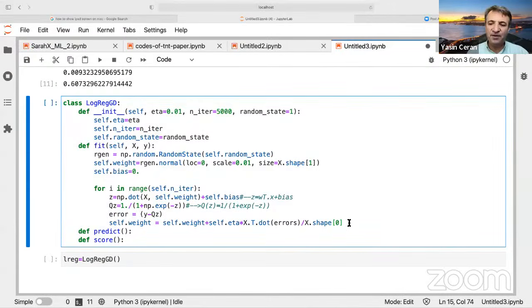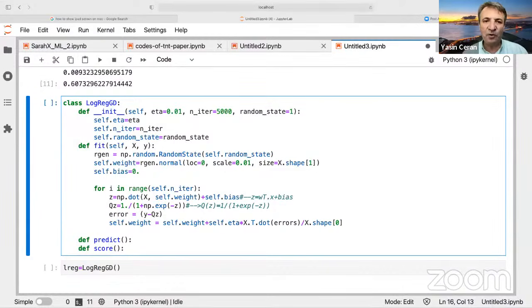So I updated weights. Now it is time for me to update the bias term as well. Plus eta times X transpose. Actually, in this case, there is no X for the bias term. This is 1. So it's simply the mean of errors. errors.mean.